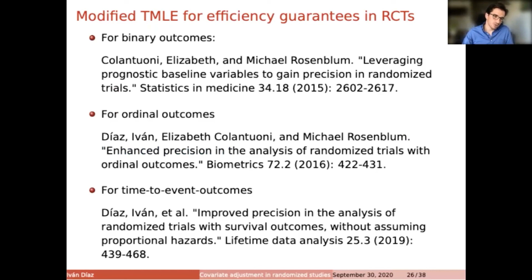The second two papers, for ordinal outcomes and for time to event outcomes, are mine. Very important to note that these papers focus on the problem of randomized controlled trials, but they rely on ideas that existed much longer before us. I think some of these ideas go back to the original TMLE paper in 2006. So these three papers just reap the benefits of the TMLE framework. To put this in context, some of the ideas are new, but definitely the framework is not.